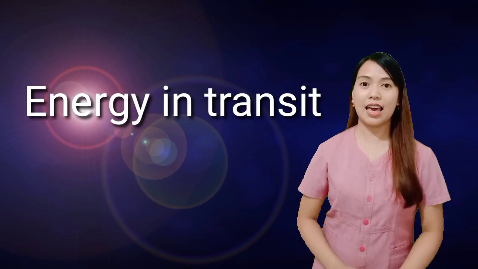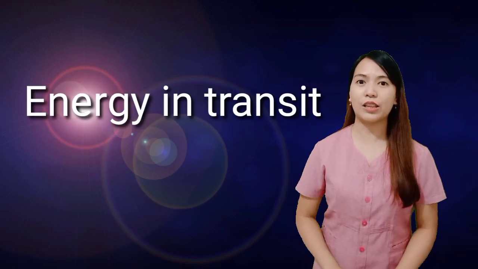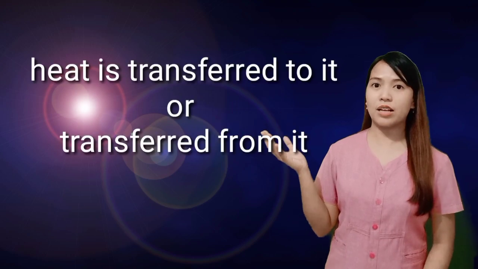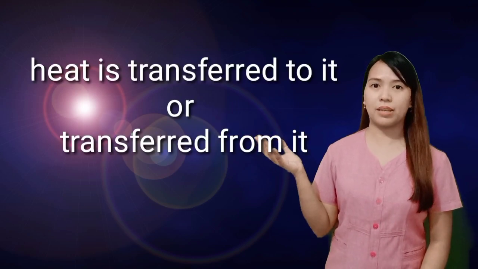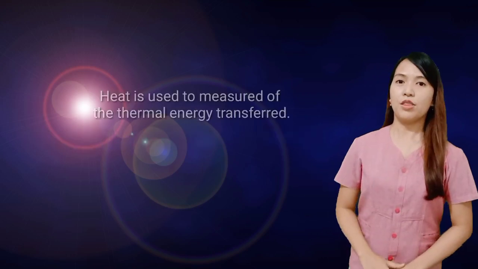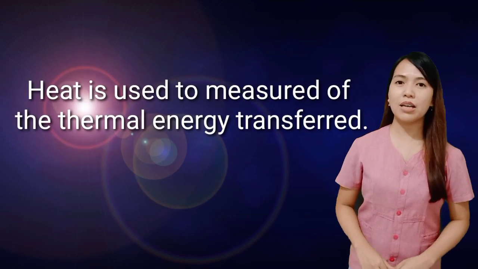Heat exists as energy in transit, and it is not contained in an object. The energy that is actually contained in an object due to the motion of its particles is called thermal energy. The thermal energy of an object is changed if heat is transferred to it or transferred from it. Since the amount of heat transferred relates to the amount of change in thermal energy, heat is also used to measure the thermal energy transferred.